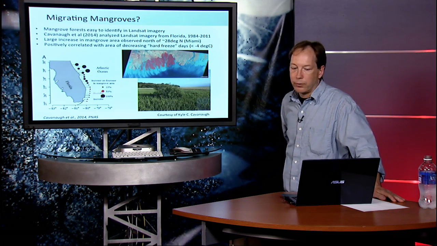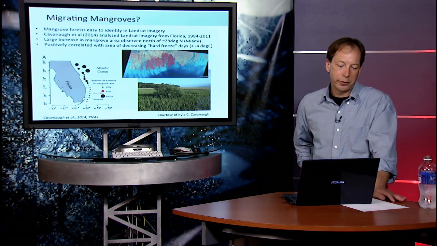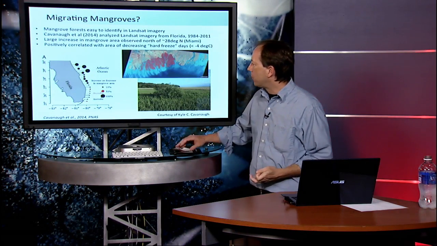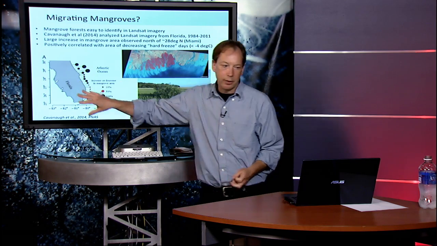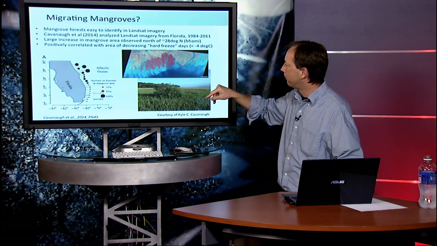There's also a number of studies that have looked at vegetation dynamics in tropical areas related to climate change. This is a particularly interesting one in Florida, where they've charted the change in mangrove area through the Landsat time series history. This is by Kavanaugh et al. from Proceedings of the National Academy of Sciences. Mangroves happen to be fairly easy to map in Landsat imagery, so it's a really nice target for looking at change through time. And what they see is basically a dramatic expansion in the area of mangroves at the northern limit of the distribution of the species in Florida.